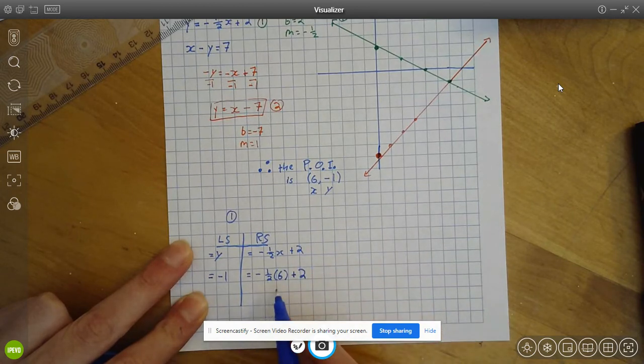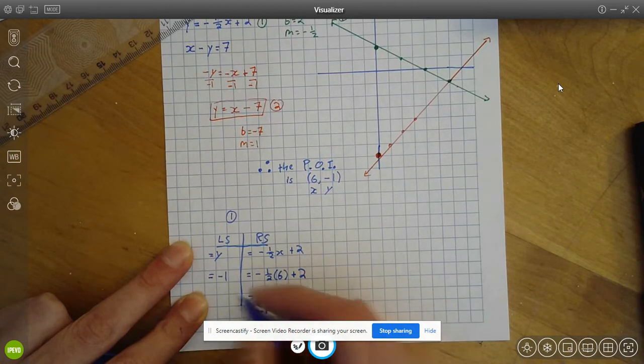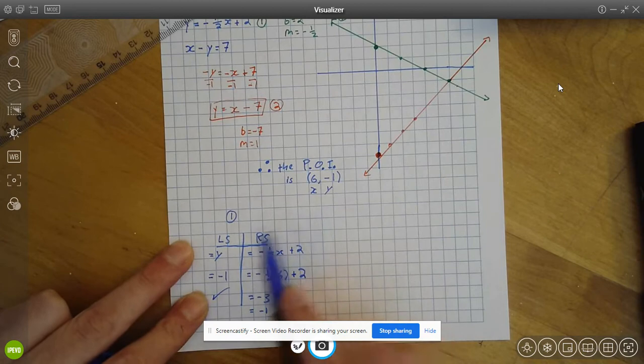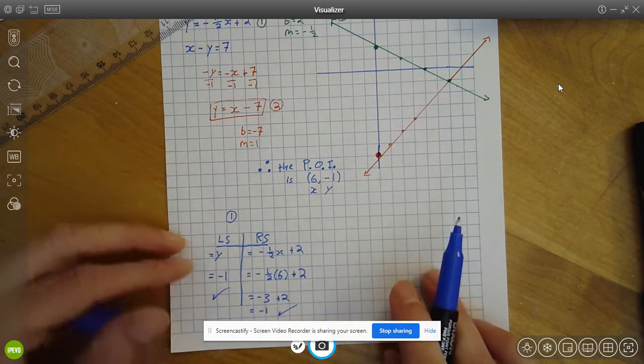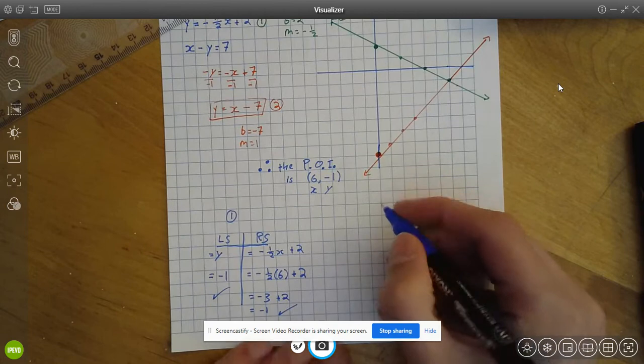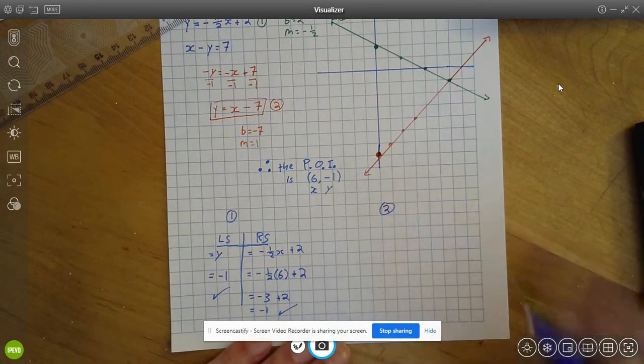And then again, I'm going to simplify using BEDMAS. What's negative a half times 6? Well, that's going to be negative 3 plus 2, which is negative 1. So sure enough, the point is on the first line. Okay, so I must have graphed it correctly. Awesome. That's not sufficient to verify that this is the point of intersection. I've also now got to prove that the point is on line 2.